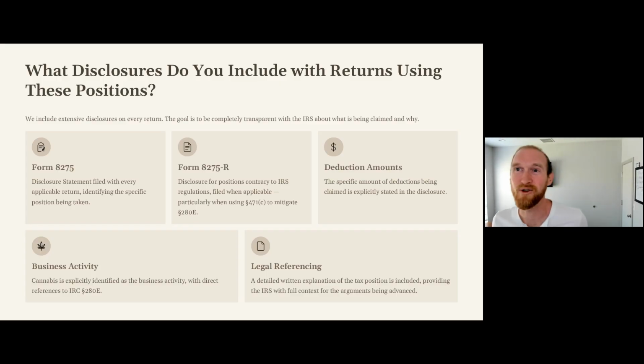Let's see, what disclosures do you include with the returns using these positions? Oh, I already said this, Form 8275. Form 8275 is if you're not debating the code. 8275R is the disclosure for positions contrary to the IRS regulation.